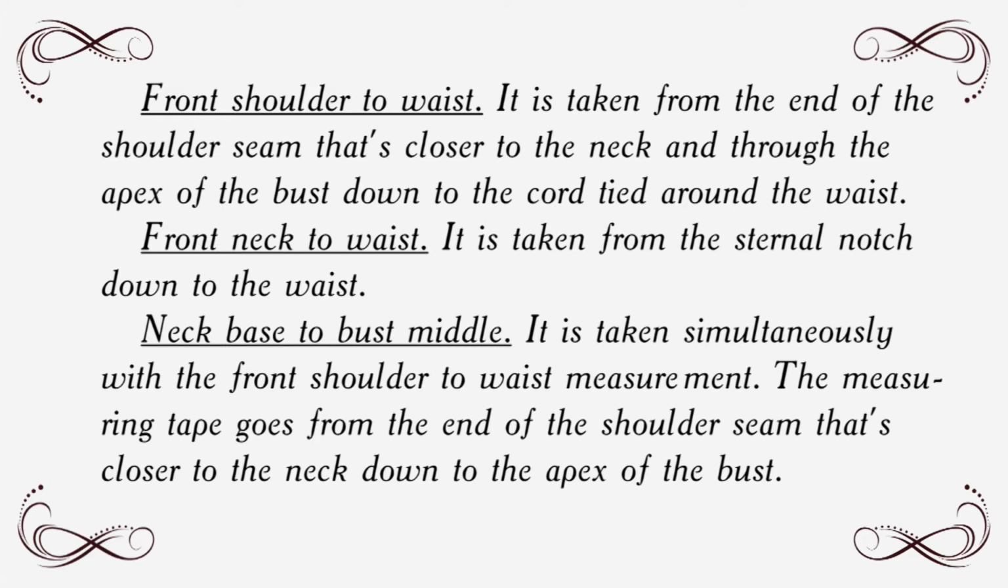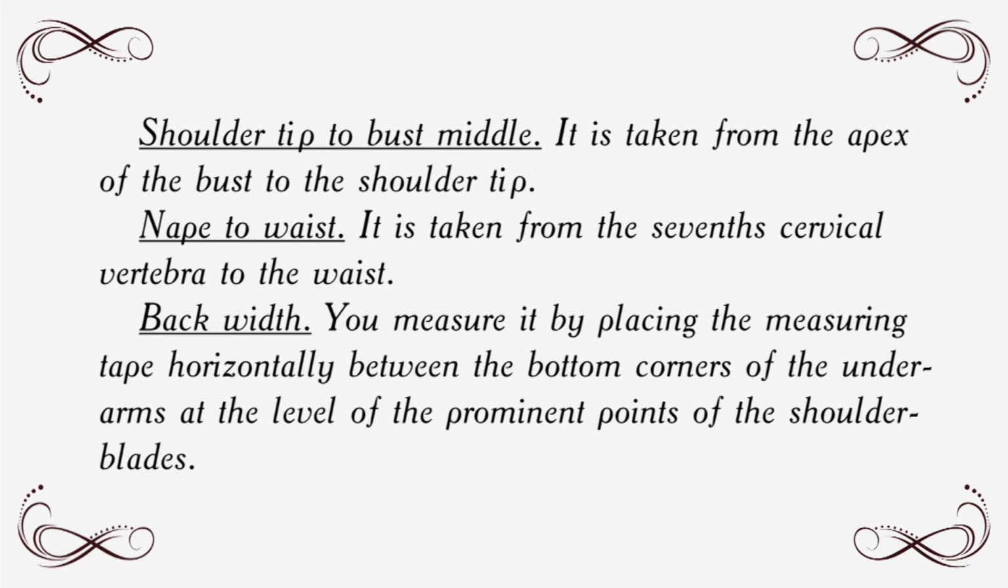Front neck to waist. It is taken from the sternal notch down to the waist. Neck base to bust middle. It is taken simultaneously with the front shoulder to waist measurement. The measuring tape goes from the end of the shoulder seam that's closer to the neck down to the apex of the bust. Shoulder tip to bust middle. It is taken from the apex of the bust to the shoulder tip.